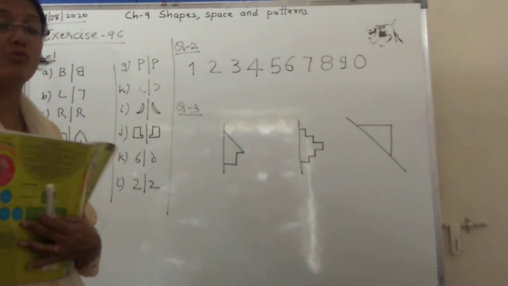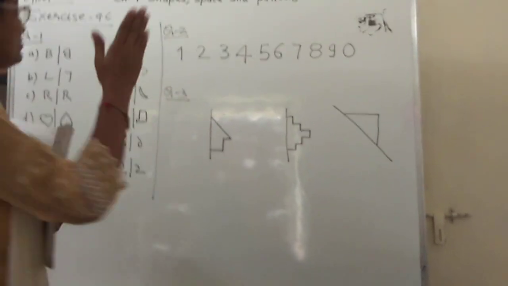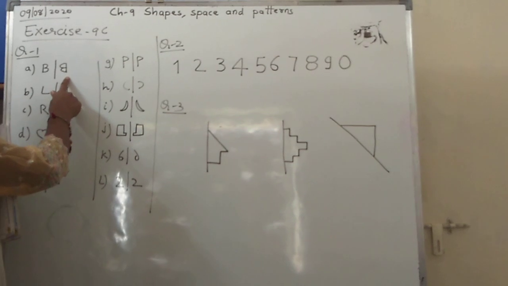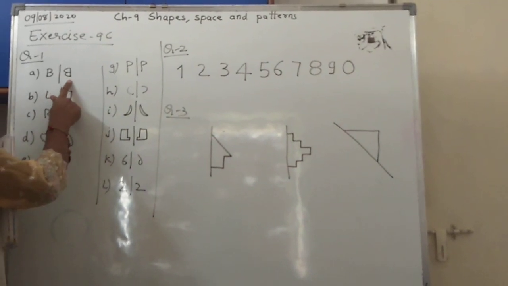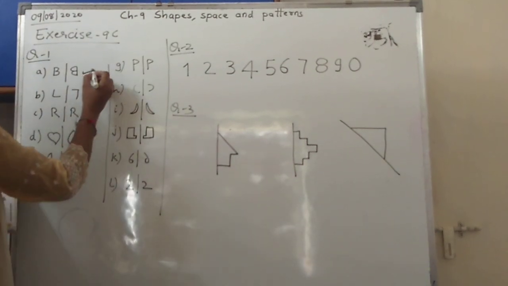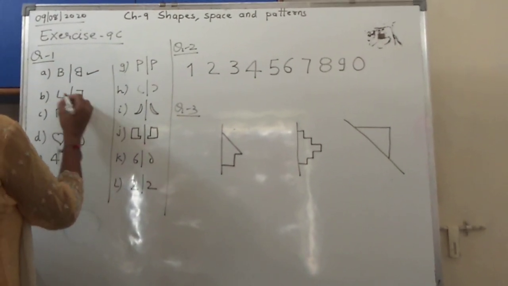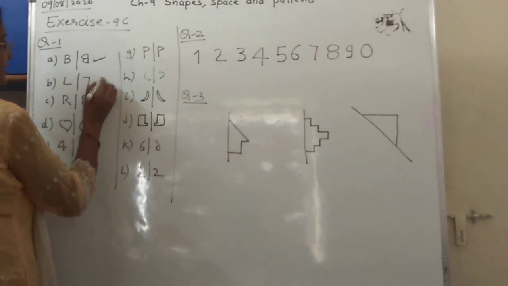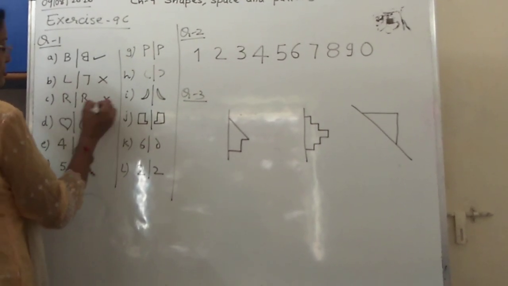Reflection, children. So what you have to do? You have to think that your mirror image should be there. What can you see in this? In a mirror, can you see like this? Yes, you will be able to see like this. So this is a correct one. Now number B. L, see here. L will be seen like this, not like this. So it is wrong. R is also wrong.